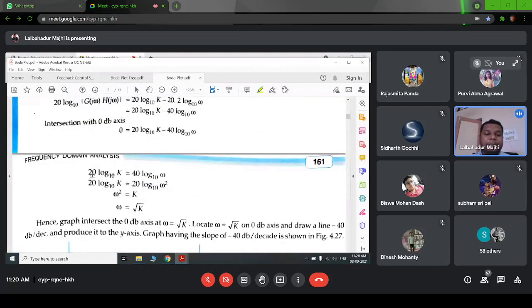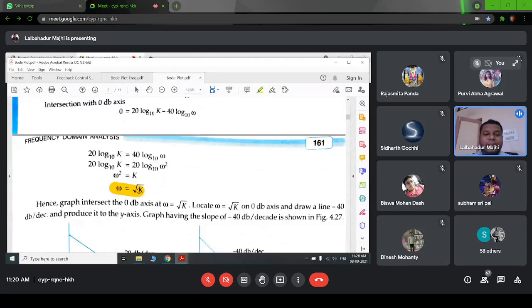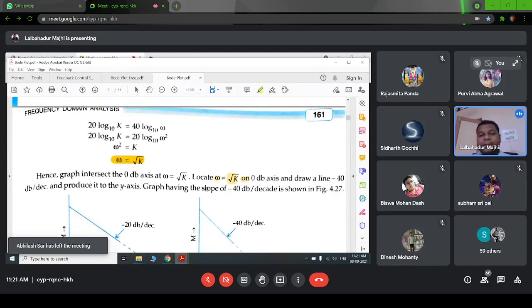Similarly for type 2, we have to mark omega equal to root over k on the 0 dB axis, and then draw a line of minus 40 dB per decade until it intersects the y-axis. The intersection point will be the starting point of our magnitude plot.